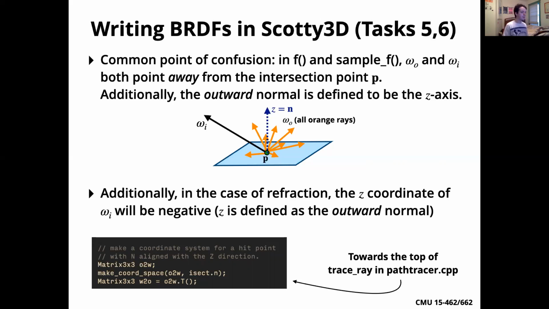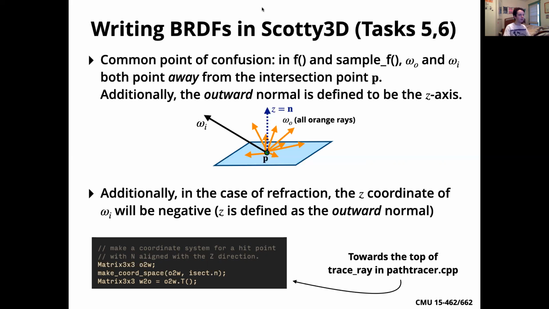Okay, so how did this coordinate transformation actually happen? Things may make a little more sense if you look at the code. It has to do with the O2W matrix and W2O matrix, right? O2W is a rotation matrix that converts from object space to world space, right? So from the space of the intersection, the space that I've just defined, to world space. And then W2O is a rotation matrix that does the opposite. It converts direction vectors in world space to direction vectors in object space, object space being this thing where z is equal to the normal, and so on.